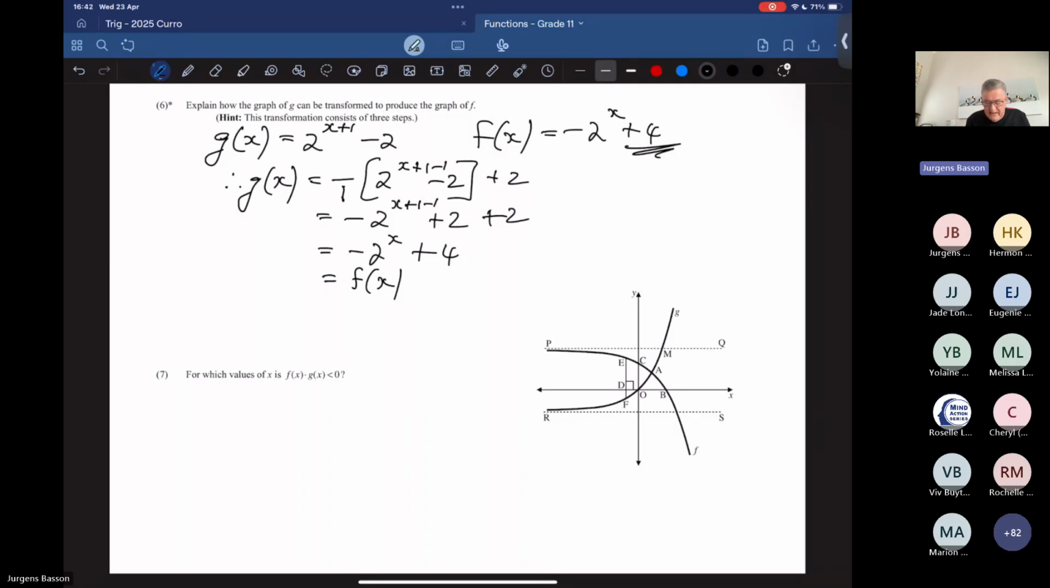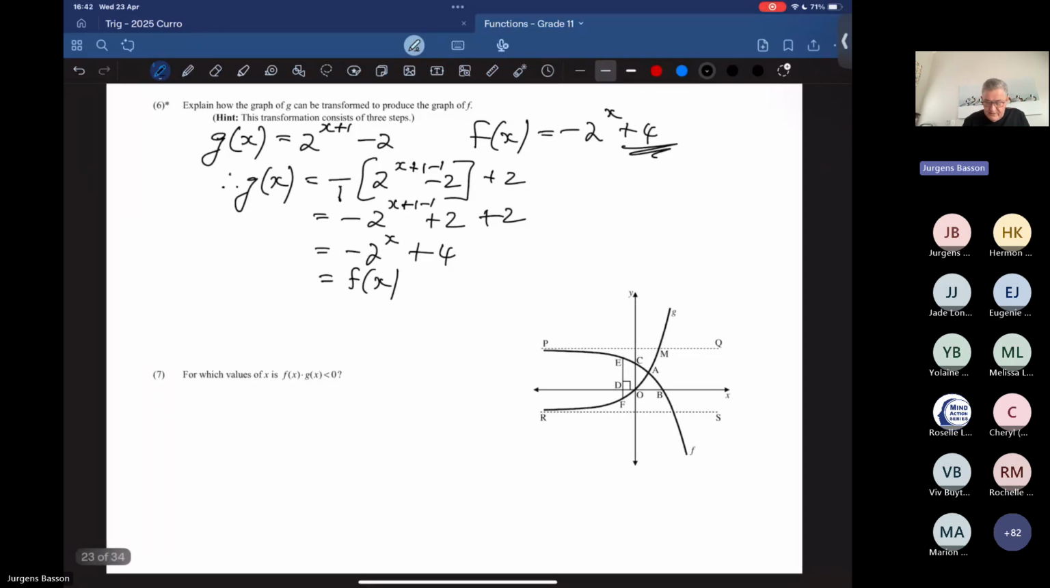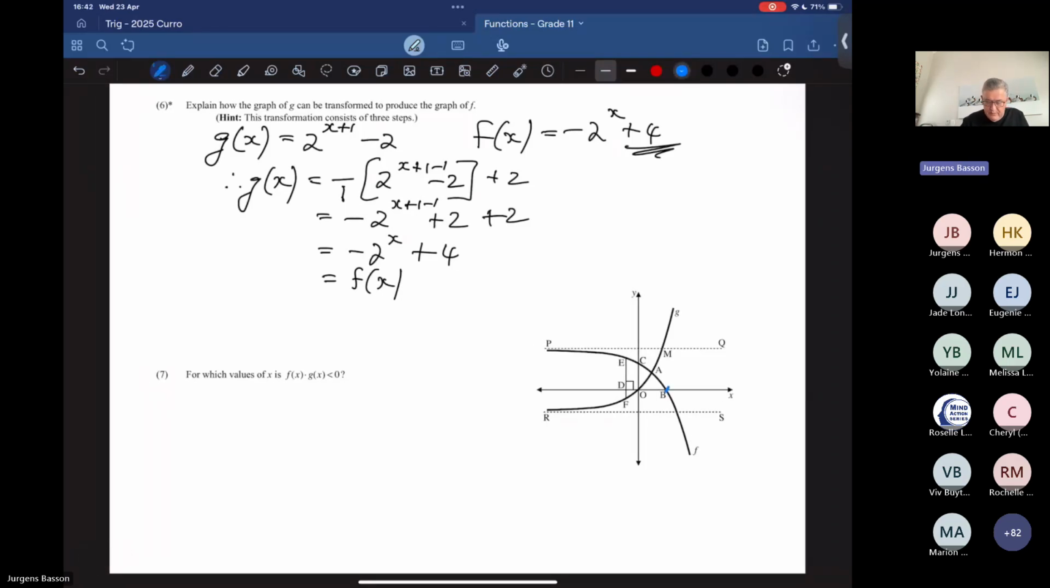They say, where is the product negative? Now, the product, the sign will change at x-intercepts. So let's see where the x-intercepts are. At B is an x-intercept, and at 0 at the origin there's an x-intercept. So let's have a look. We want the product to be negative, so one graph must be positive, one must be negative. If we look to the left of 0, can you see this graph is positive, this graph is negative? We want that. So we're going to say x is less than 0. There is no equal there, so we don't put the equal in.